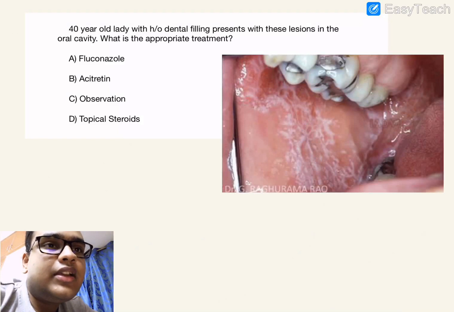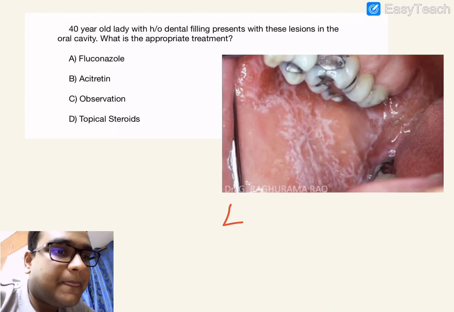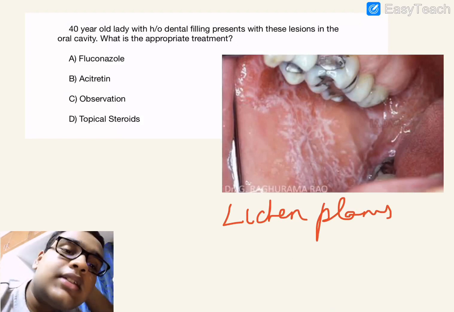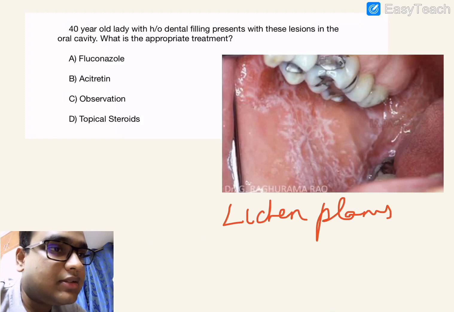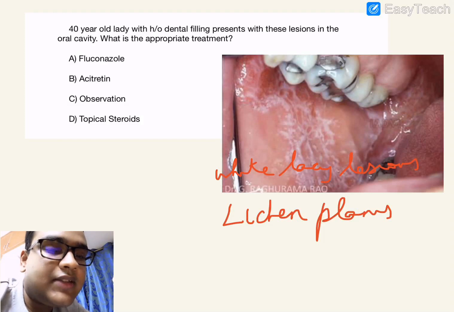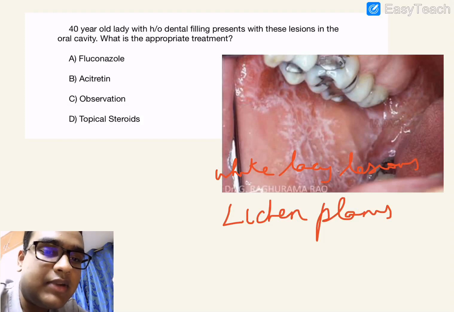A 40-year-old lady with history of dental filling presents with these lesions in the oral cavity. This is again classical of lichen planus. We'll discuss why this is lichen planus. They're asking you what is the appropriate treatment for this lichen planus. As you can see here, there are characteristic white lacy lesions. If present in the oral cavity, these are characteristic of lichen planus.